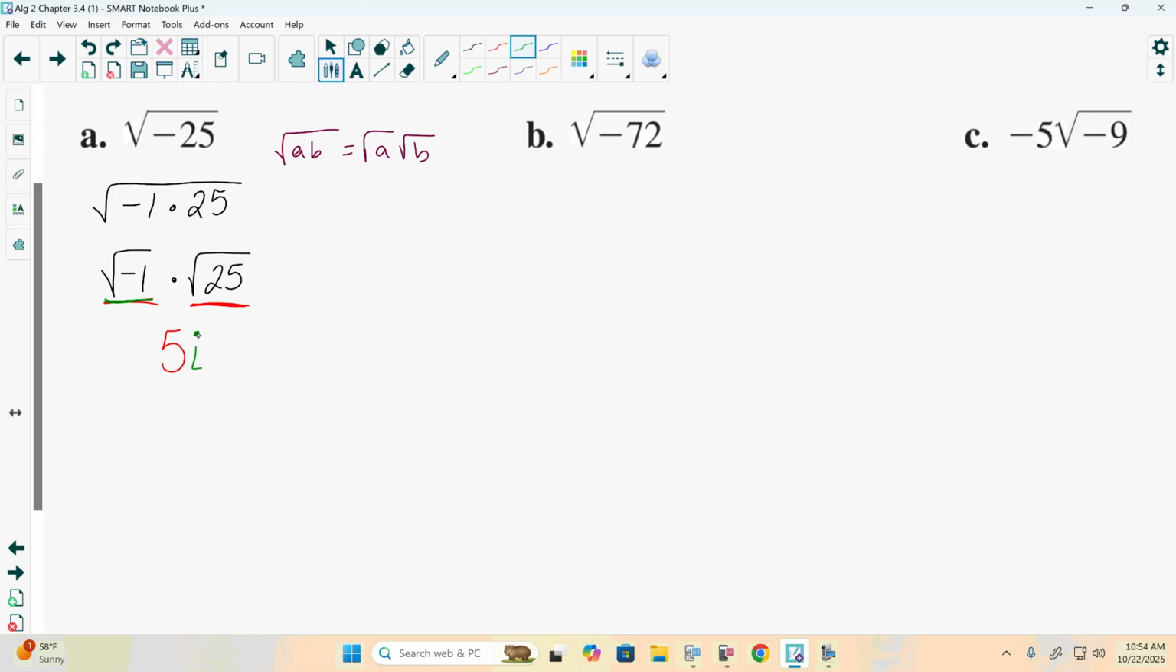Because we had to imagine, we had to create this number that when multiplied by itself is negative 1. Especially as we started talking about this a few minutes ago, it seemed like, why would this help? Well, now I have ways to find values for this. So we know that the square root of negative 25 is 5i.